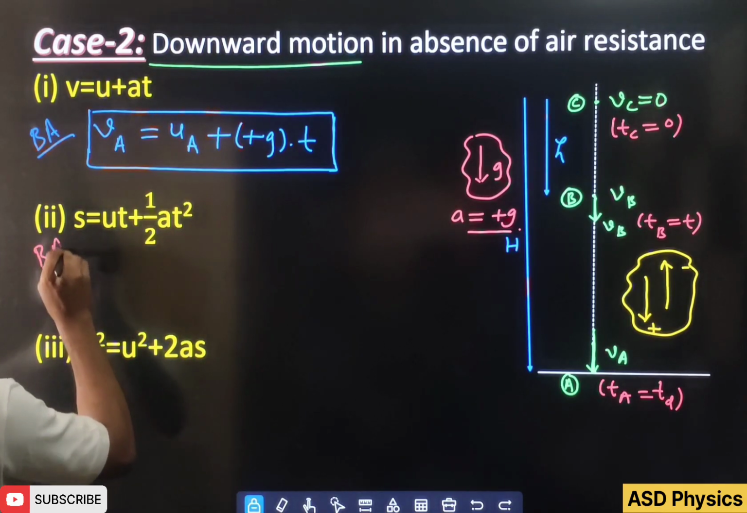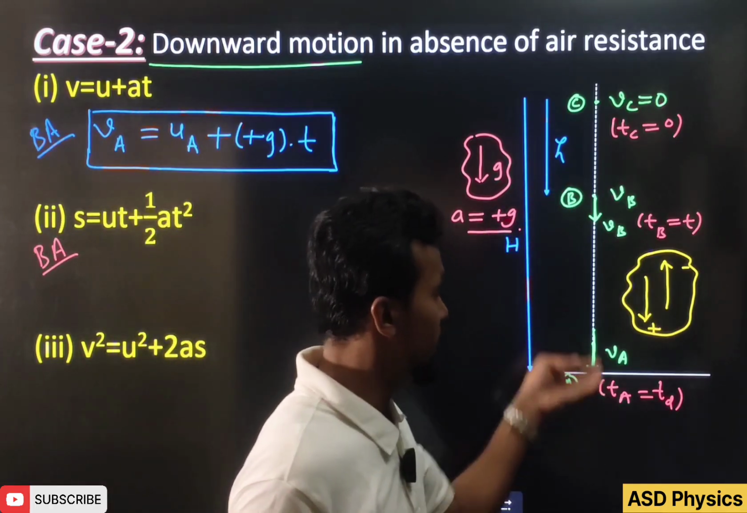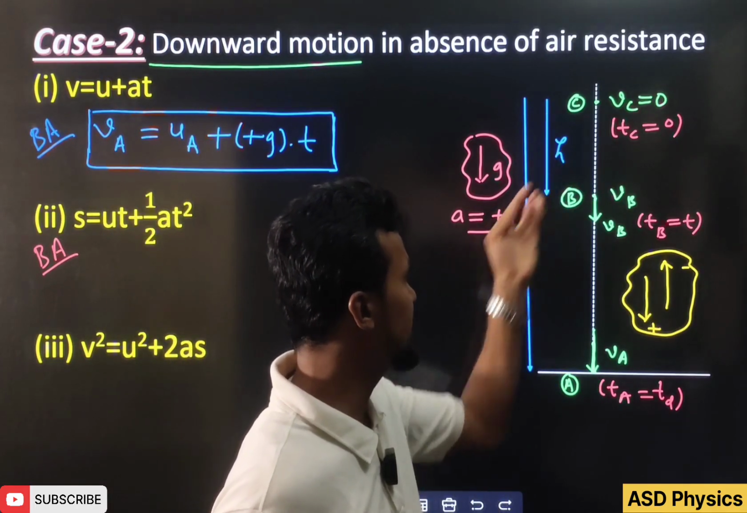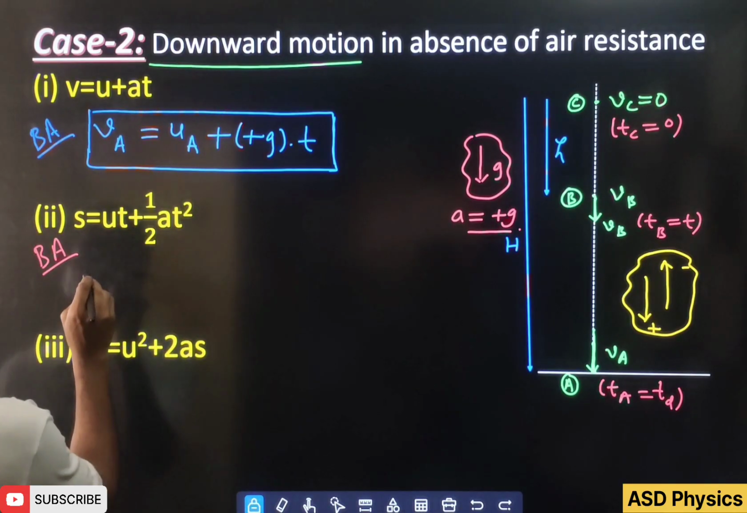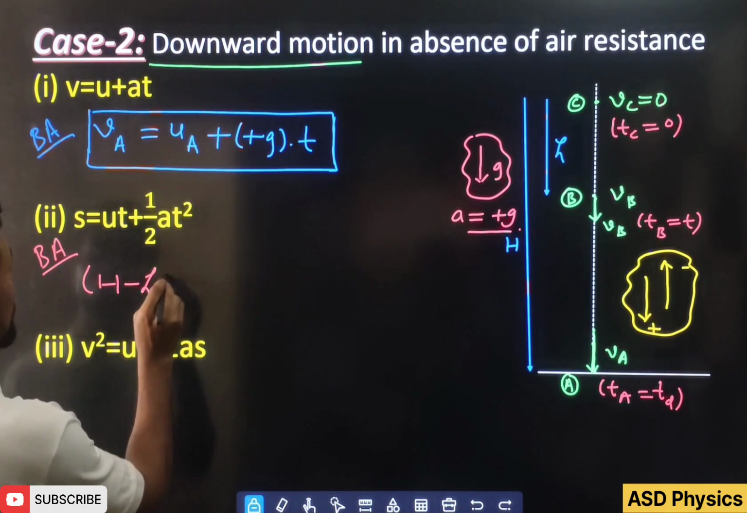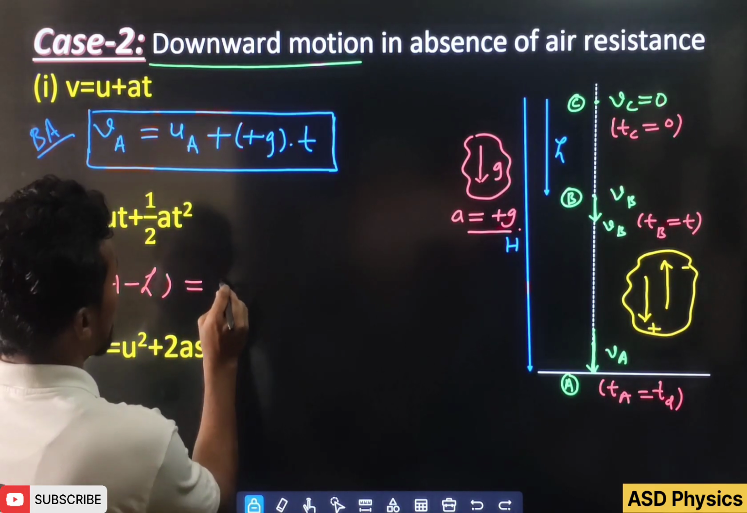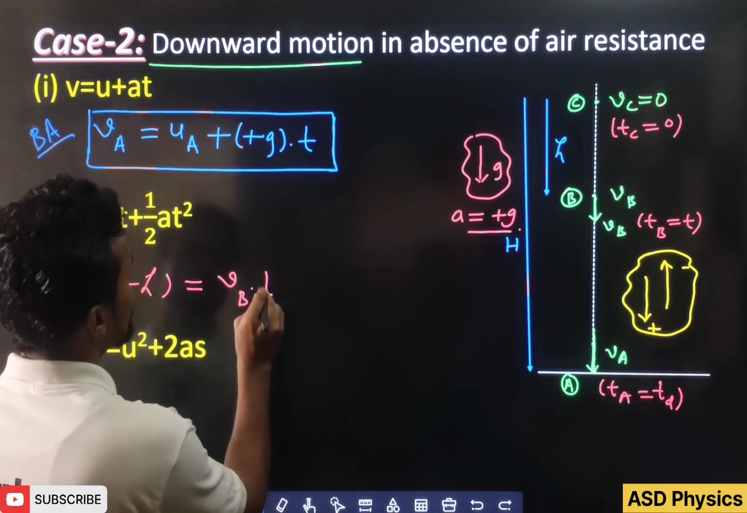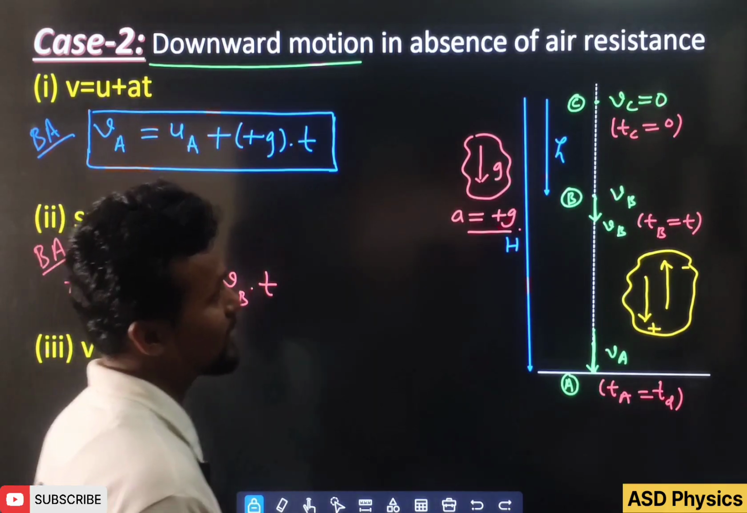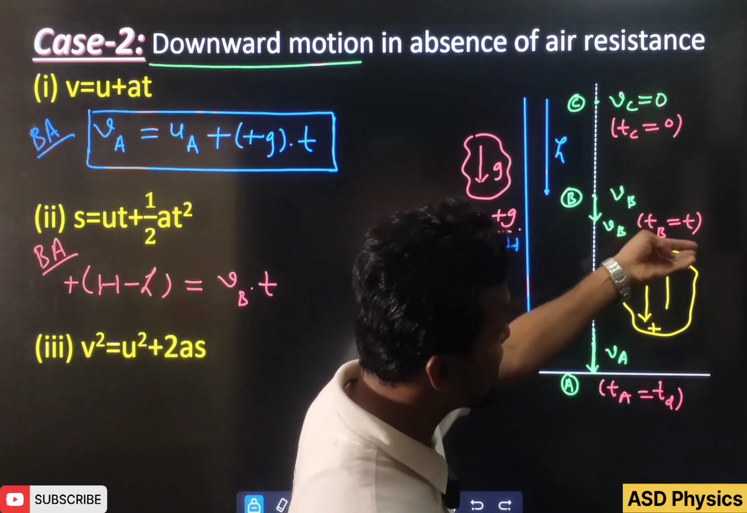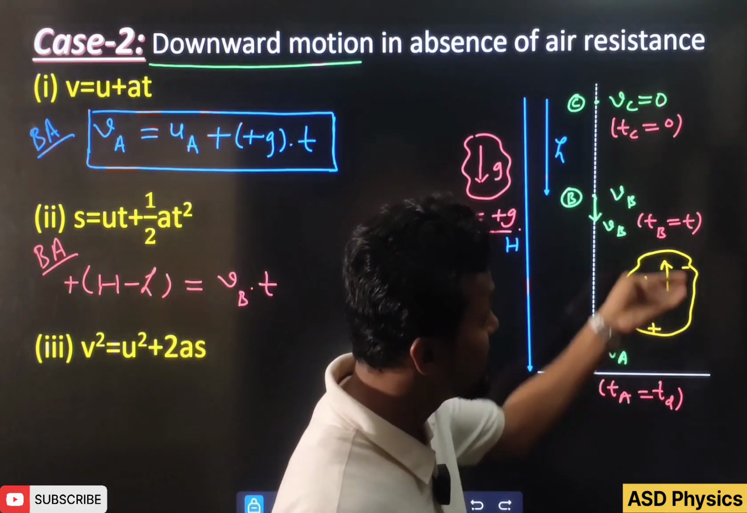Second one, again I use it from B to A. Displacement: this is h, this is capital H. So from B to A, I can write H minus h. Positive or negative? Downward positive. So plus (H minus h) is equal to initial velocity v_B into t. One thing may happen: because B to A means t_B equal to t, and t_A equal to t_D. That means the time taken will be t_D minus t.